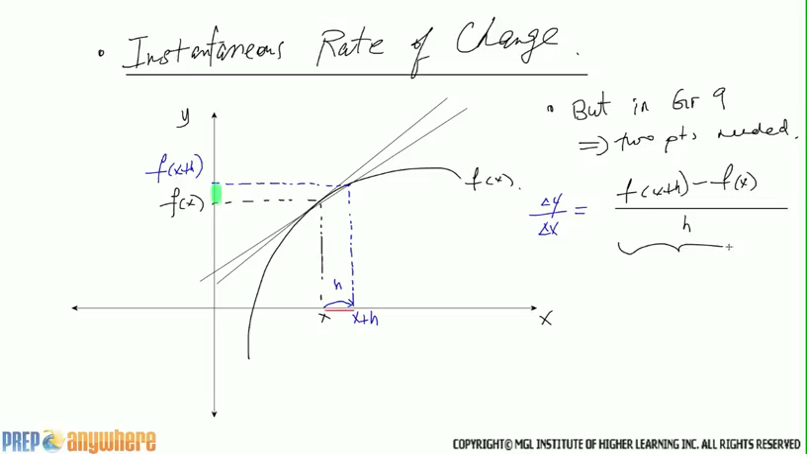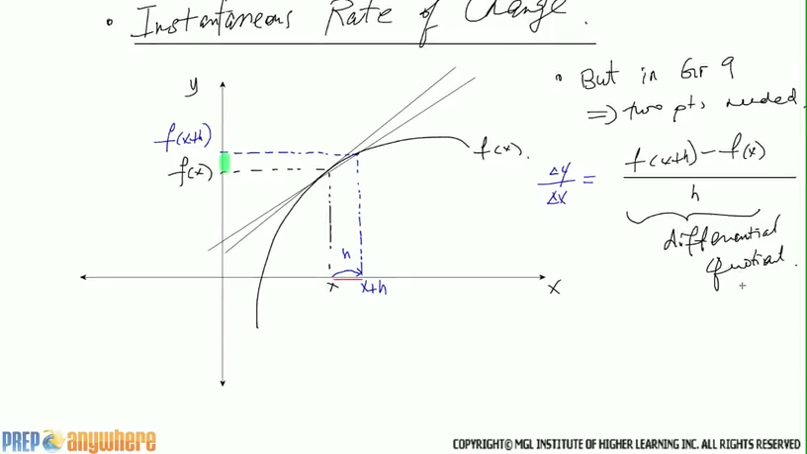Okay, this is called the difference quotient. It's the formula we use for the limit. So this is what we do. Here's a nice formula we have, okay? For 2 points, provided that h is not 0.